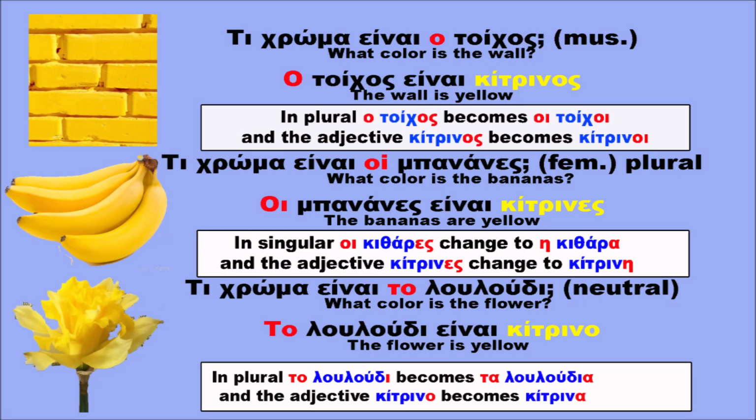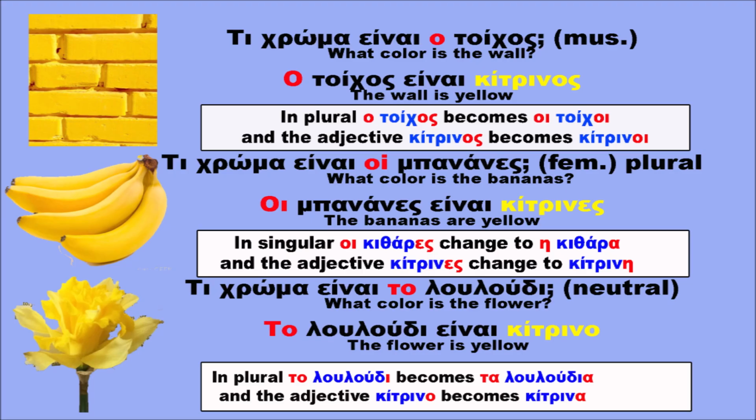Τι χρώμα είναι ο τοίχος? Masculine. What color is the wall? Ο τοίχος είναι κίτρινος. The wall is yellow. And in plural, the article ο becomes οι in plural. And τοίχος becomes τοίχοι. And the adjective κίτρινος becomes κίτρινοι.